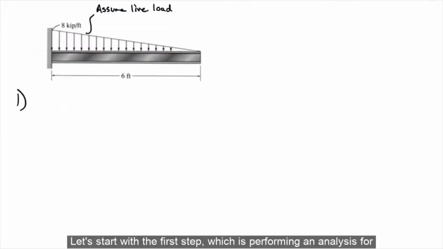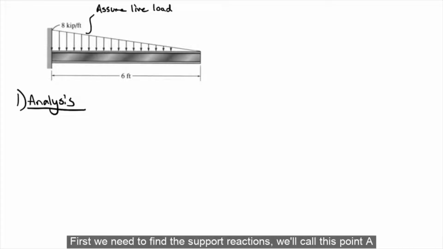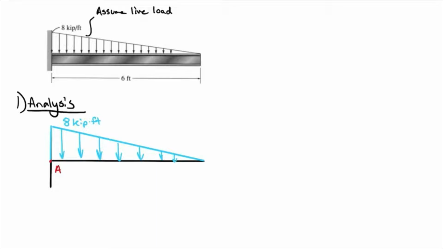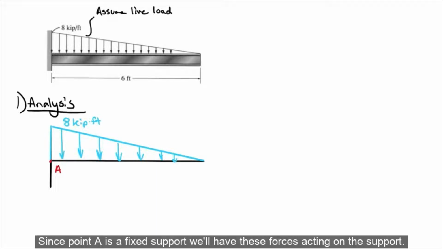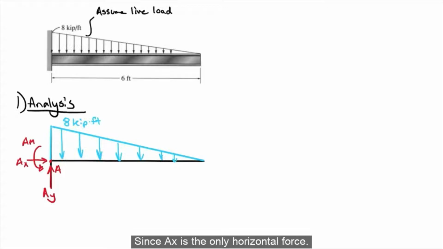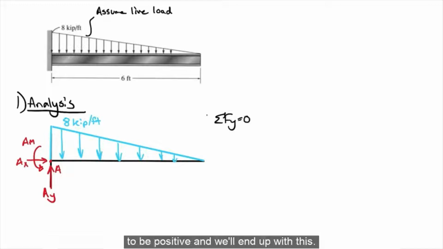Let's start with the first step, which is performing an analysis for the given loading conditions. First, we need to find the support reactions. We'll call this point A. Since point A is a fixed support, we'll have these forces acting on the support. Since AX is the only horizontal force, it will be 0, so we can ignore it. We'll take the summation of forces in the y direction and assume upwards to be positive, and we'll end up with this.